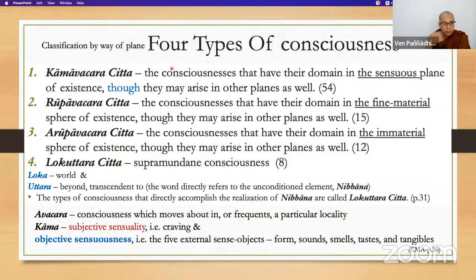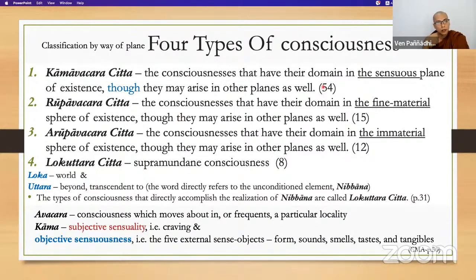Okay, for more classification, these types of consciousness are classified according to the plane of existence. You have to remember the planes: the sensual plane of existence, kama loka; the fine material sphere of existence, called rupa loka; and the immaterial plane of existence, called arupa loka. So according to the plane of existence, three classes are identified. The last one, which I have just explained, is the transcendent: loka is world, and uttara is beyond or transcendent to. The last type is called lokuttara citta.